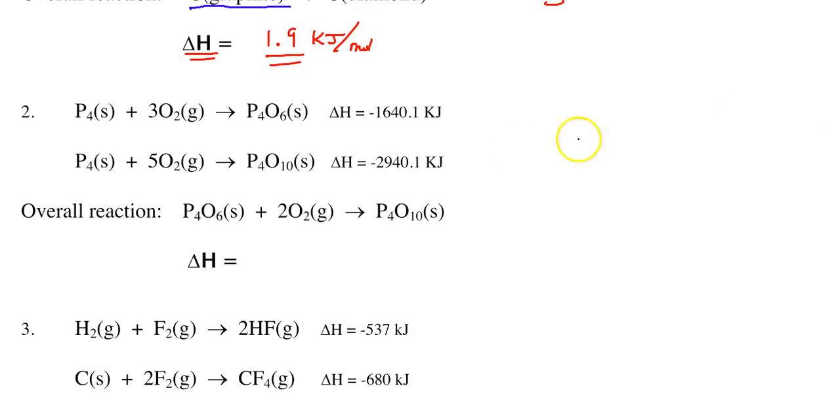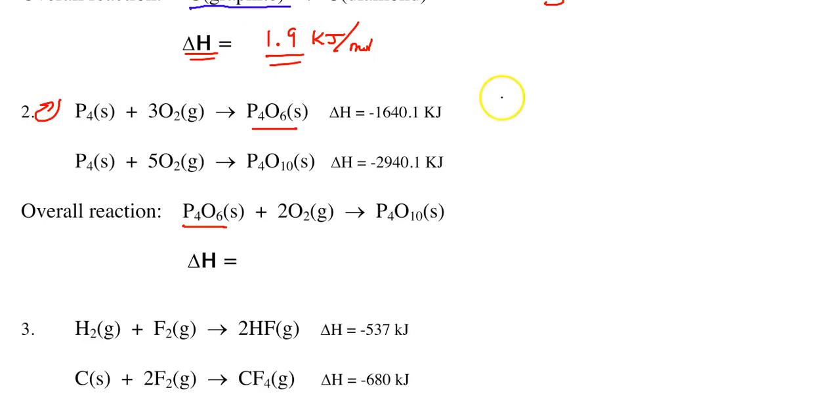Same idea. I want to know the energy of this reaction, but I can't do it, can't afford it, don't have the system, don't have the lab. But what if I have reactions that I know that will cancel out to the overall? Because delta H's are interconnected, I can do it. So P4O6 is a reactant. I don't see any reactants here except here. So I'm going to flip this one around.